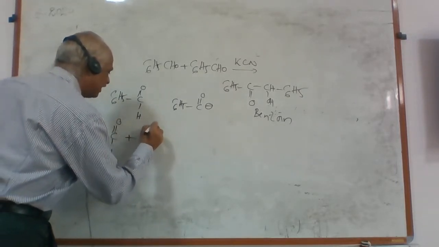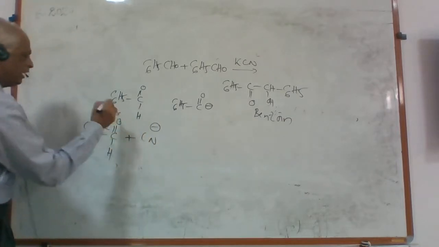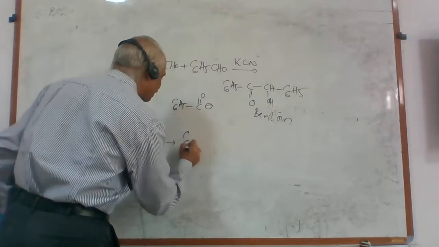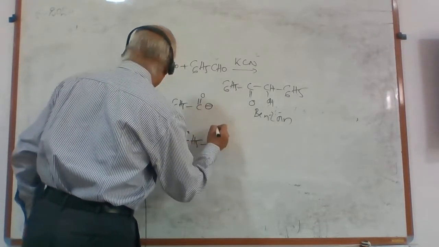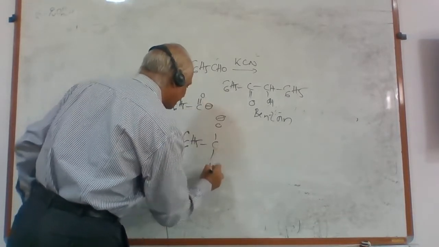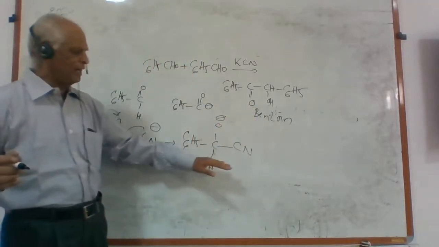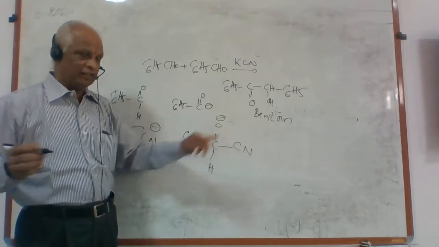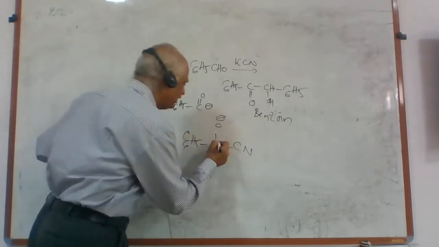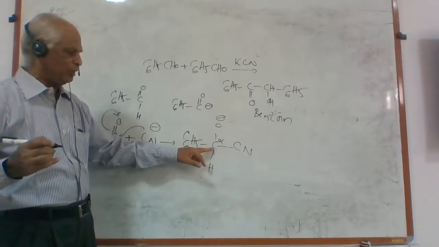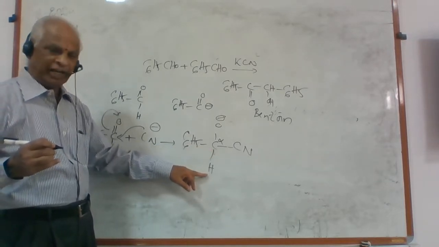Now the second option is I take benzaldehyde. I use the catalyst cyanide ion. The C double bond O group is polarized. Cyanide ion attacks here, forming C6H5CO minus charged hydrogen cyanide. Now what is this compound? It is a nitrile compound. In this nitrile, this is the alpha carbon. The hydrogen attached to the alpha carbon is called the alpha hydrogen.